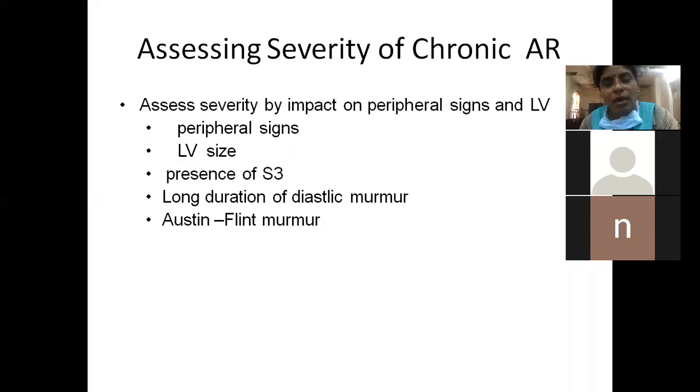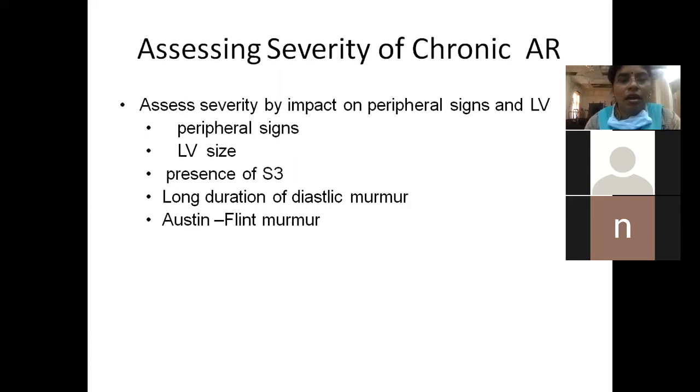Then a long-standing murmur again shows there is severity of the underlying disease. And if there is a functional mid-diastolic or late diastolic murmur at the apex, that is called Austin Flint murmur. All these things show there is severity of AR. So: peripheral signs, left ventricular size, presence of S3, long duration of diastolic murmur, and Austin Flint murmur. All these give a clue that the patient is suffering with severe chronic AR.